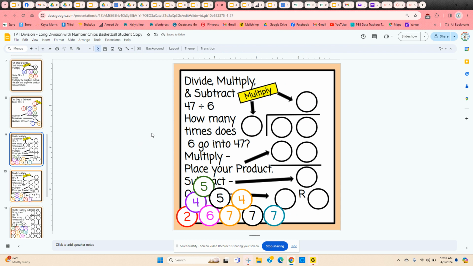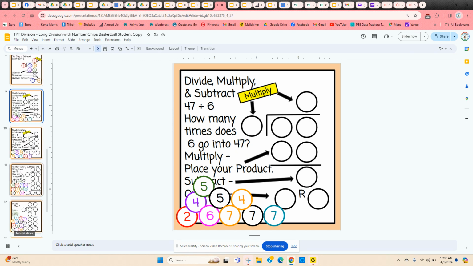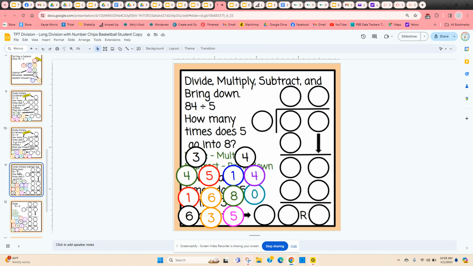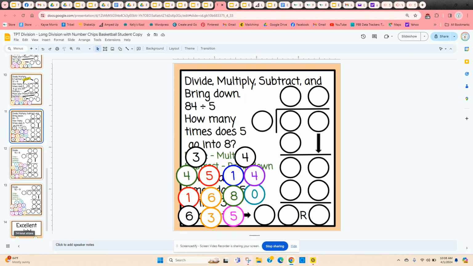Next slide, they get a little bit more practice. This time they're going to subtract. So they're going to use that next step: subtract. Multiply, divide, multiply, subtract. And then they're going to add the next step, which is bring down. So they get a little bit more difficult as they go.